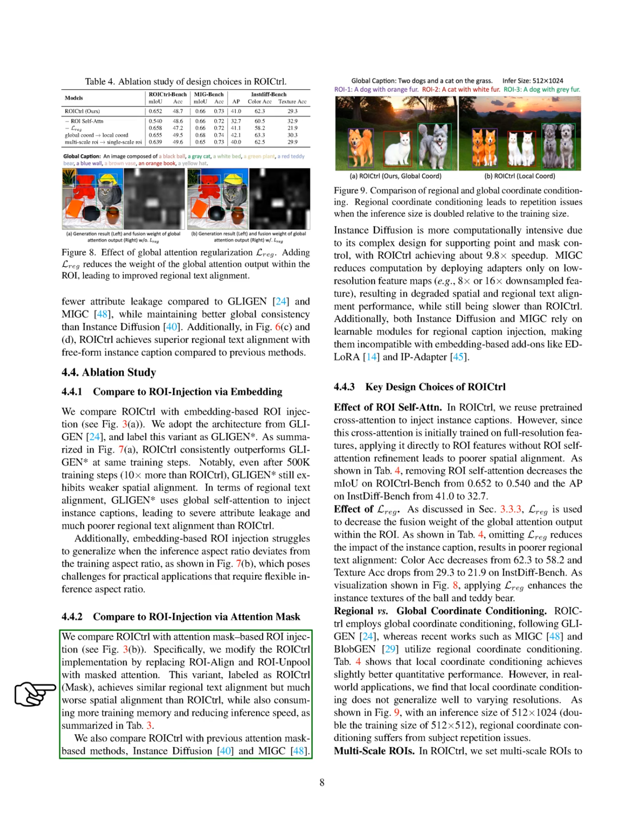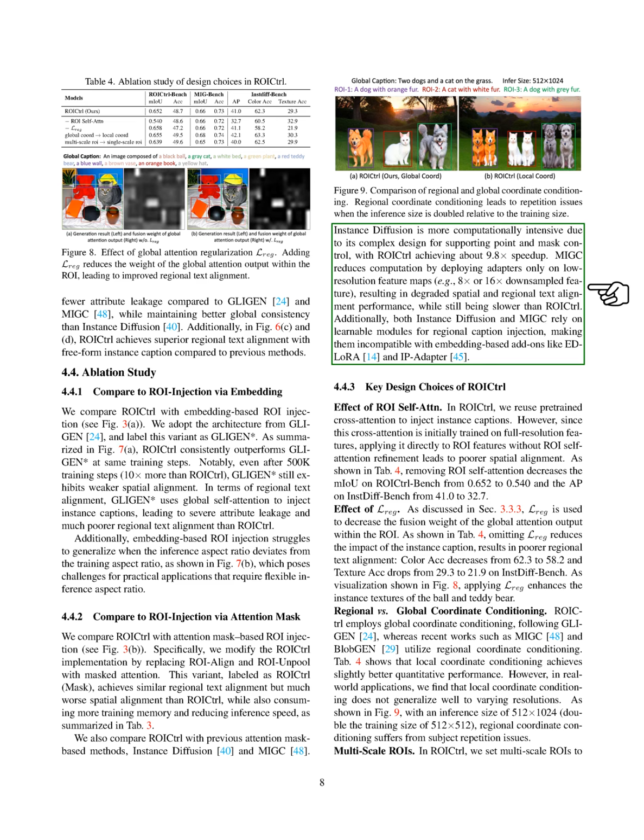Instance diffusion is more computationally demanding, while ROICtrl offers a significant speed advantage. MIGC reduces computation by using adapters on low-resolution features, but this leads to degraded performance and is still slower than ROICtrl. Both instance diffusion and MIGC depend on learnable modules for regional caption injection, which makes them incompatible with certain embedding-based add-ons. We then discuss key design choices in ROICtrl.